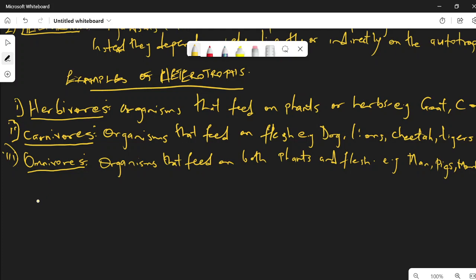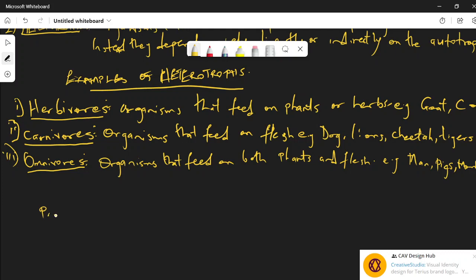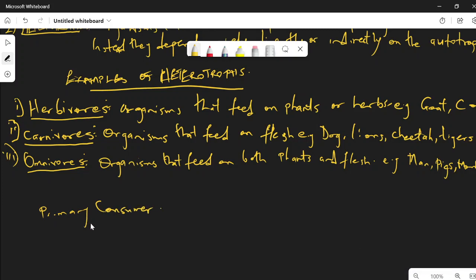Herbivores. Yes, the herbivores are the only ones that feed directly on the autotroph. So they become, well, we get there very soon, they become a primary consumer because they are feeding directly on the producers. So when we start explaining food chain and food web, you understand why I have chosen to call them the primary consumer. Is that clear? Yes, sir. All right. So we have talked about the herbivores, the carnivores, and the omnivores.